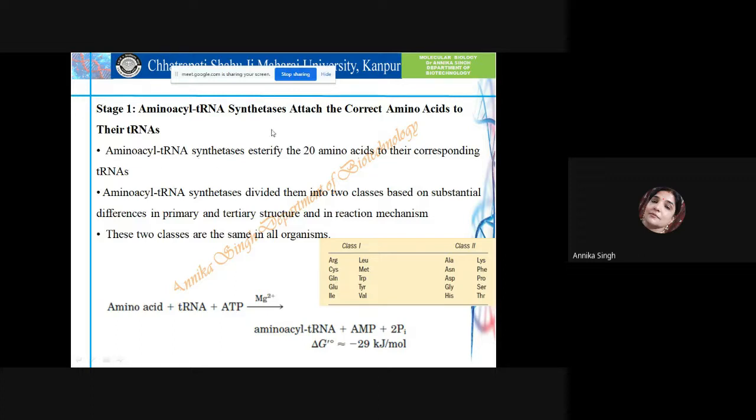specific for a particular amino acid. ये ध्यान रखिएगा कि हर अमाइनो एसिड का अपना अलग अमाइनो एसाइल ट्रांसफर आरएनए सिंथेटेज होता है, which recognizes the particular amino acid and its corresponding transfer RNA. Okay, and these two classes are same for all types of organisms. Is it clear to all of you?